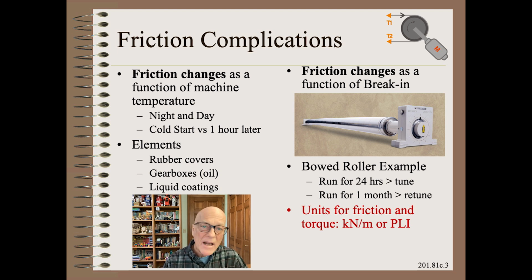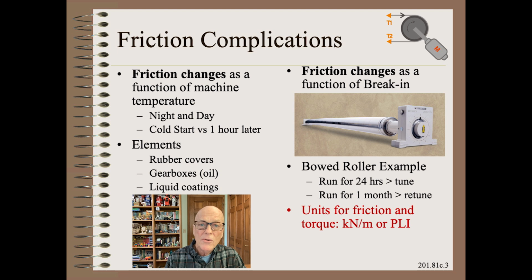Thus, best practices are to first run the bowed roller for 24 hours, then do a first measure of no-load motor amps as a function of speed. That curve is then input into the torque command to the motor. Then, after a month or so, we need to retune again.